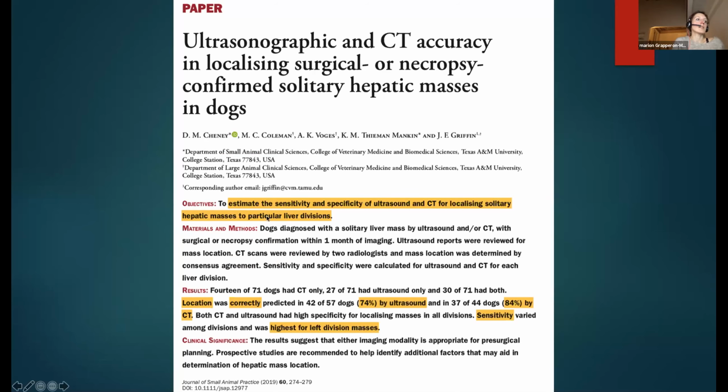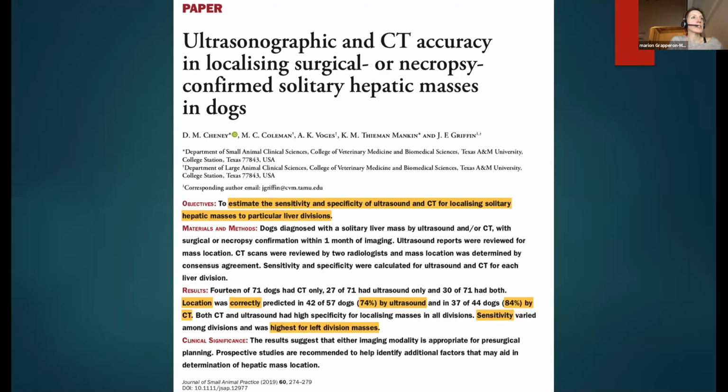Another one, quite recent, looked at the accuracy of CT and ultrasonography to localize solitary hepatic masses. I'm sorry, I still find it strange to do this kind of paper in 2019, considering all the things that we can do, but I think it is good. So the location by ultrasound was correct in 70% of the cases, and CT was more sensitive, with 80% of the masses correctly localized.